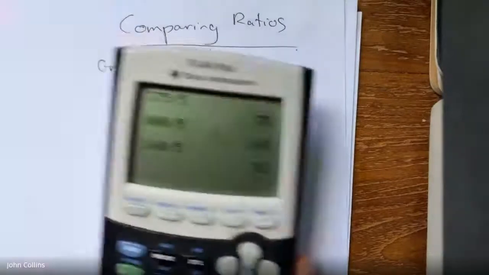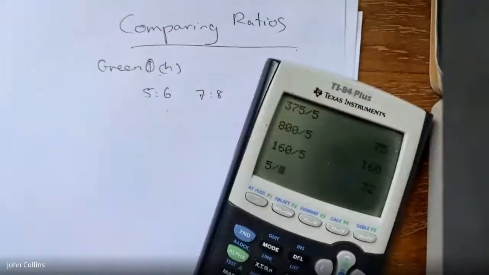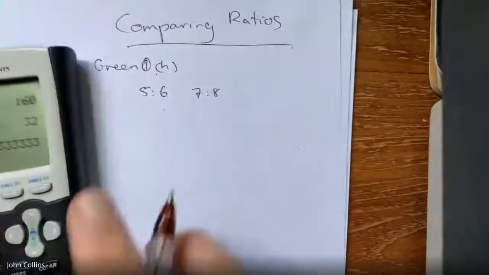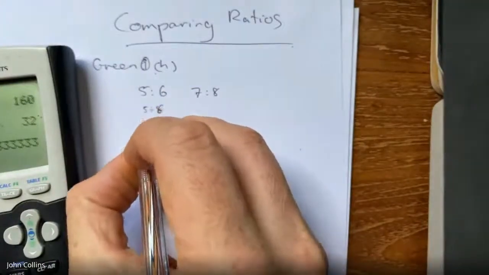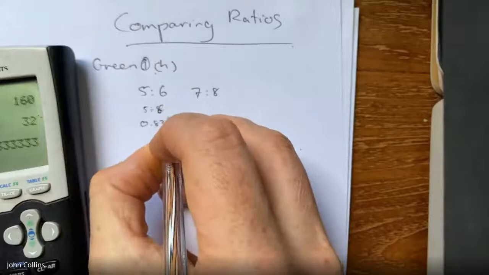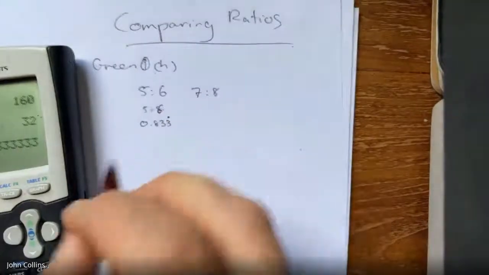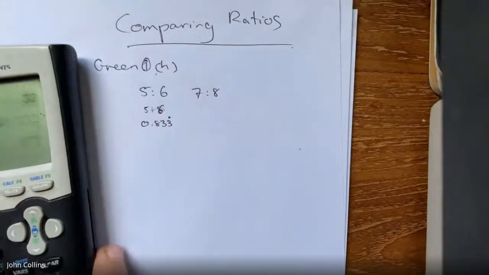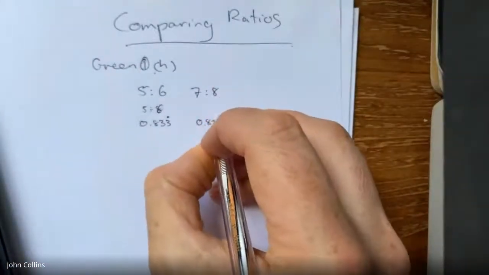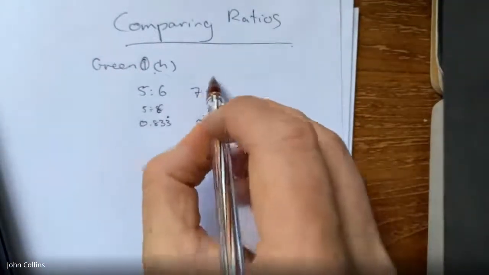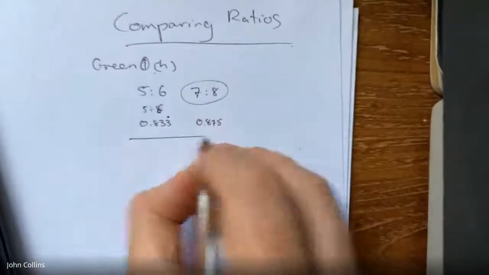Okay, so I'm using my fancy calculator here. 5 divided by 6 on the calculator will give you 0.833 recurring, so a little dot for recurring. 7 divided by 8, well, maybe I know that one off by heart, but it's 0.875. So which is bigger? 7/8.